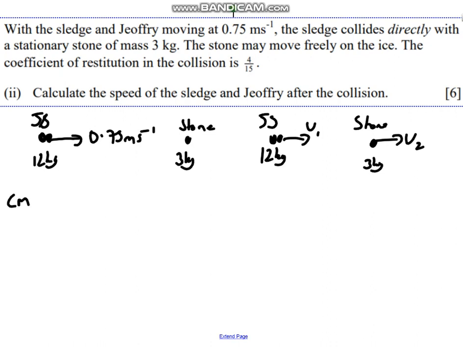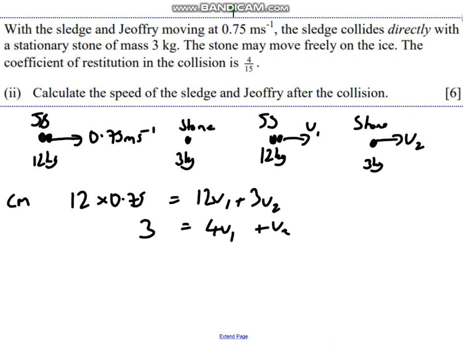Alright, so we've got 2 things to look at here, because obviously it's a lot of marks. So first off, we're going to have to look at conservation of momentum. So before, our momentum is just 12 times 0.75, and afterwards our momentum must be 12v1 plus 3v2. Okay, well that will simplify down quite nicely to give us our first simultaneous equation, which is 3 is going to be equal to 4v1 plus v2.